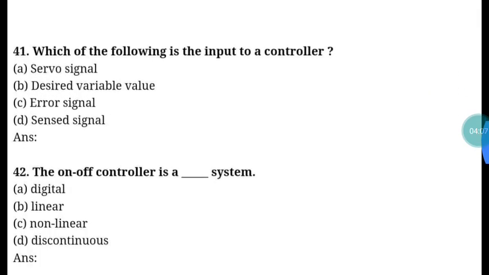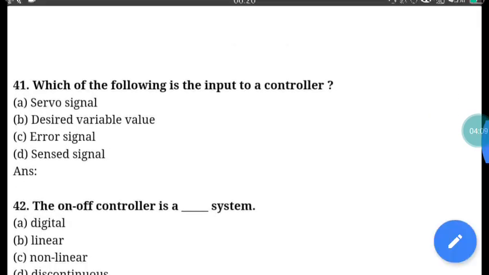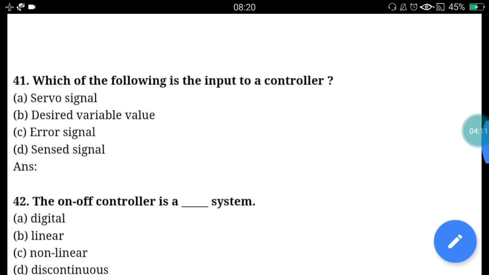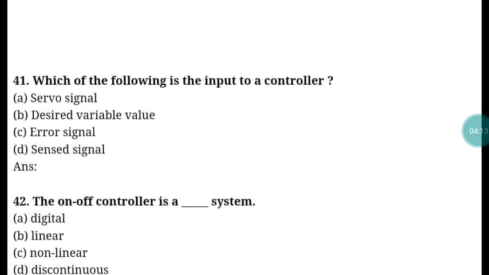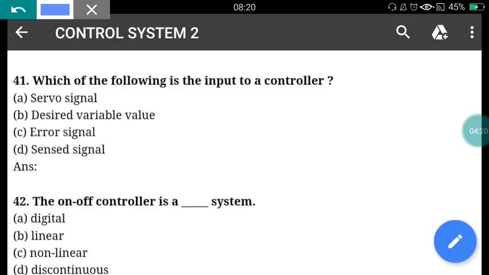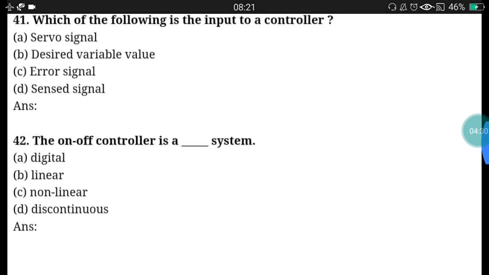Question number 41. Which of the following is the input to a controller? The options are servo signal, desired variable value, error signal, and sense signal. The correct answer for this question is option A. So servo signal is the input to a controller.